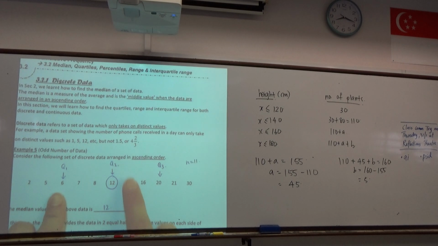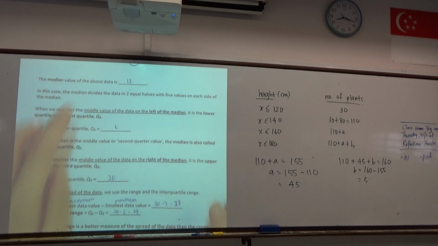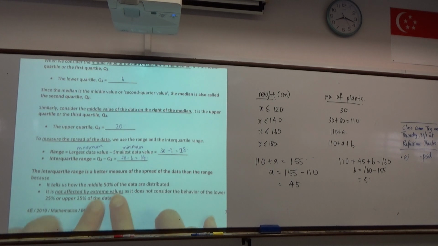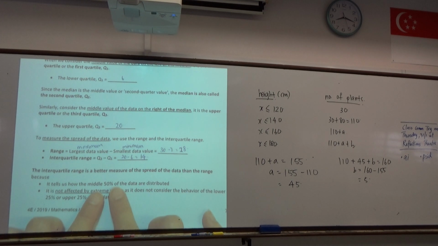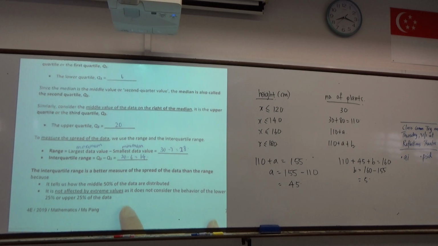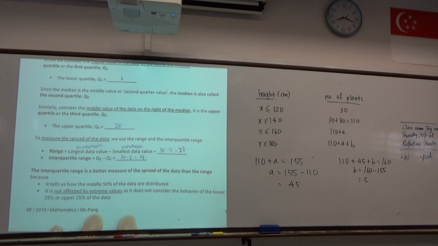Looking at the interquartile range is better than looking at the range, because it only looks at the middle 50% and it is not affected by the extreme values. So very rarely will we need to do a discussion based on range. We will usually be using the interquartile range to do our discussion.